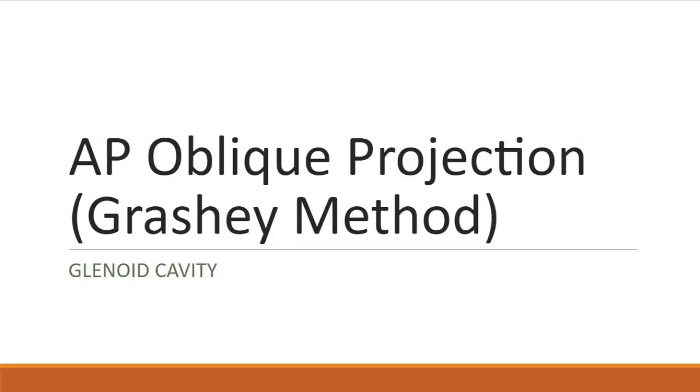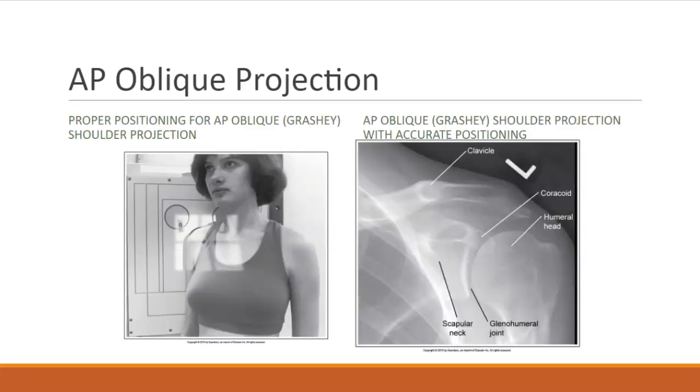Let's review the image analysis for the shoulder. We are working on the AP oblique projection of the Gracie method for the glenoid cavity. Image analysis guidelines for the AP oblique Gracie method state that the glenoid cavity is demonstrated in profile and the glenohumeral joint is open. 1/3 of the coracoid process should superimpose the humeral head.